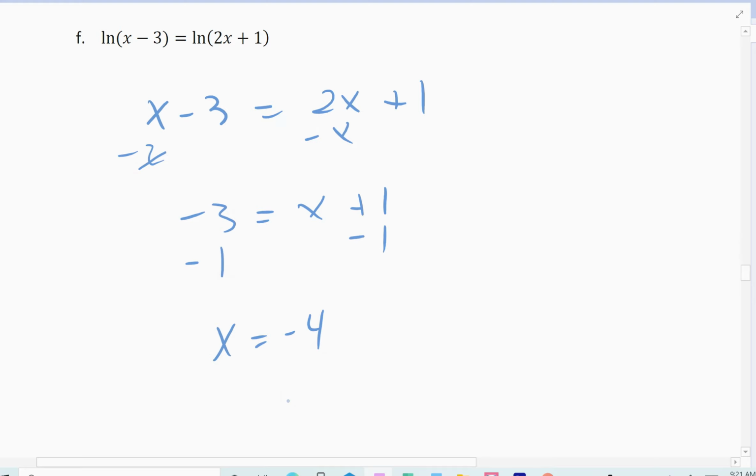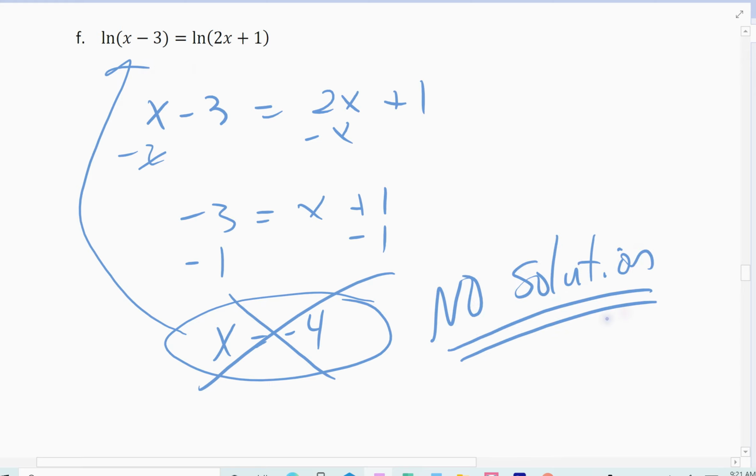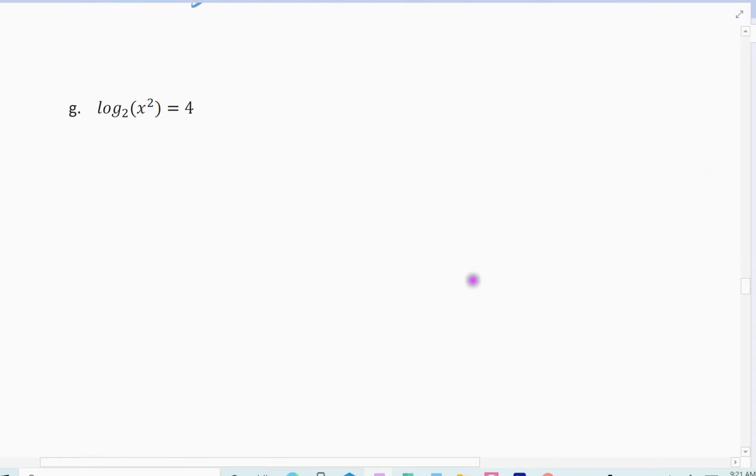Alright, so this is one of those cases where if I go to check this, I get an error on both sides, and so we throw that one out. This one has no solution, right? If I throw out all of my possibilities, meaning there is no number that I can plug into the natural log of x minus 3 to make it equal to the natural log of 2x plus 1. So, no solution in that case. Alright, next example.